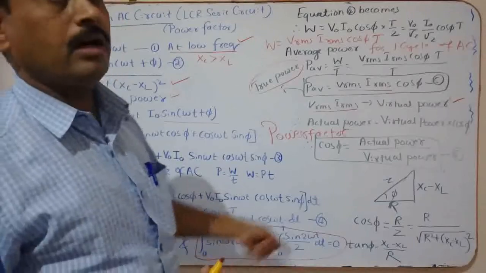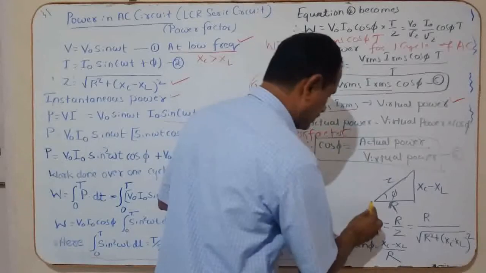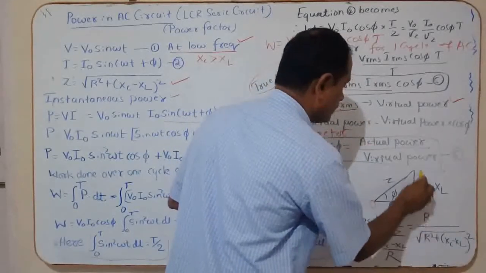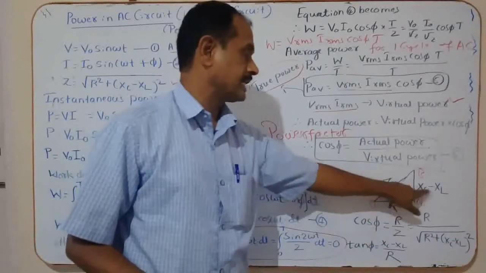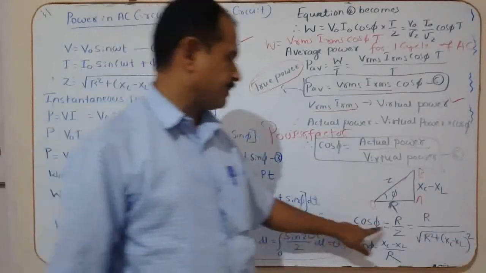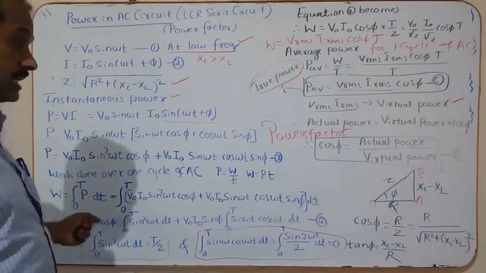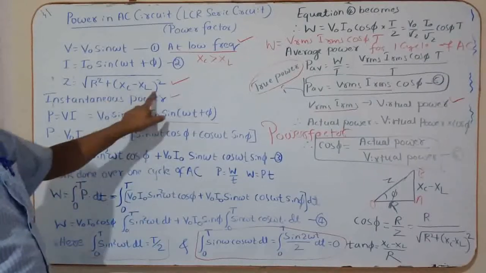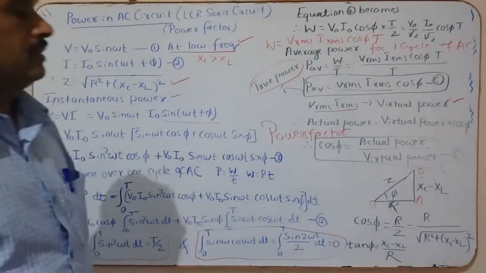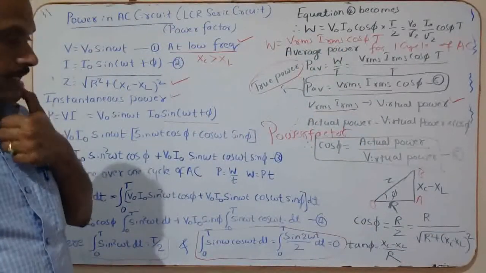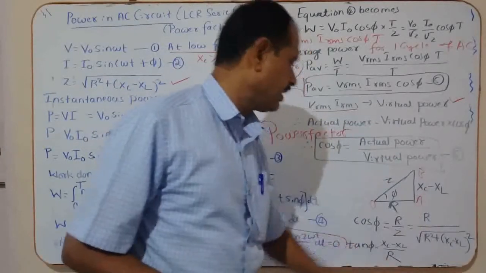Then you take the impedance diagram. In the impedance diagram, this is R, this is O, this is A, this is B. This is the impedance, this is the resistance, this is XC minus XL. What you get is cos phi is equal to R by Z. Now Z is the square root of R square plus XC minus XL whole square. Therefore R by Z is R divided by the square root of R square plus XC minus XL whole square. Now tan phi comes as XC minus XL divided by R.